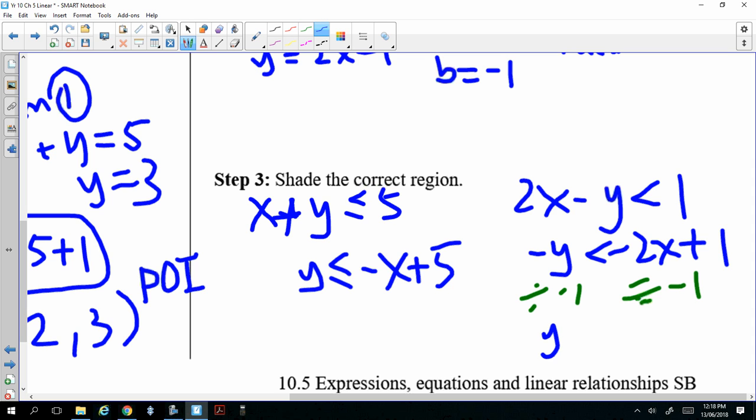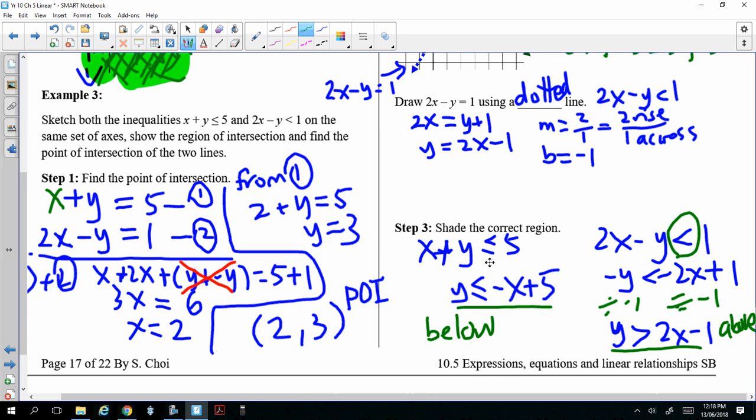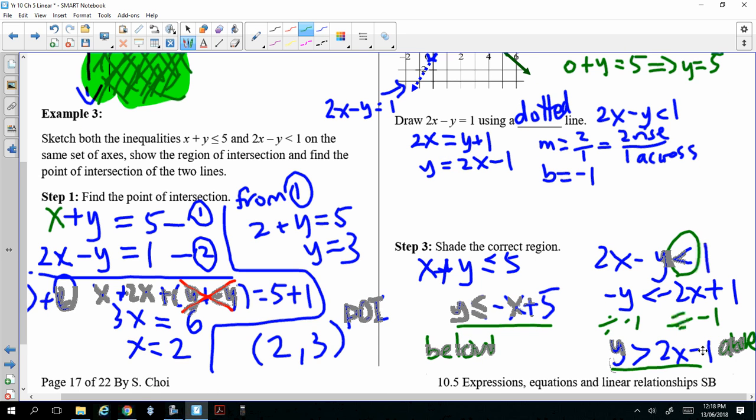So that tells you that for the first one you shade below, but for this one you shade above, even though it was less than at the beginning. You have to make y the subject to determine whether you shade above or below, because sometimes there's a negative that will change the sign. So we're going to shade below the green line, but above the blue line.